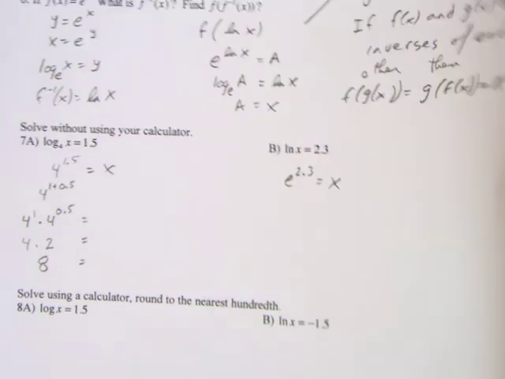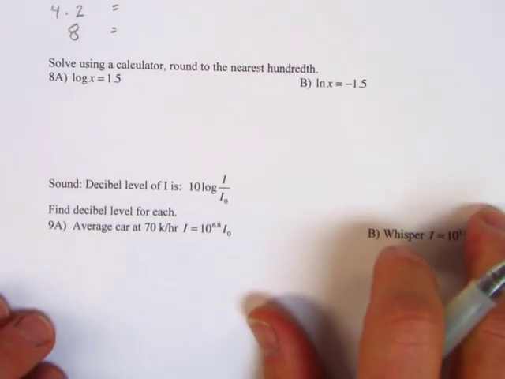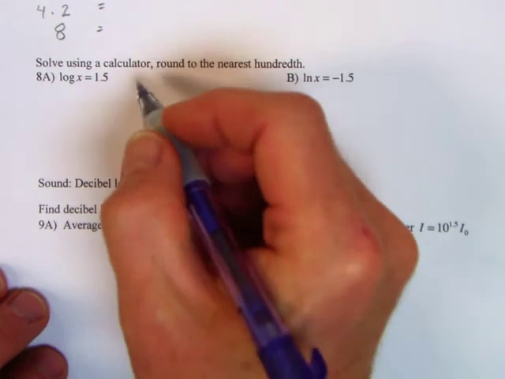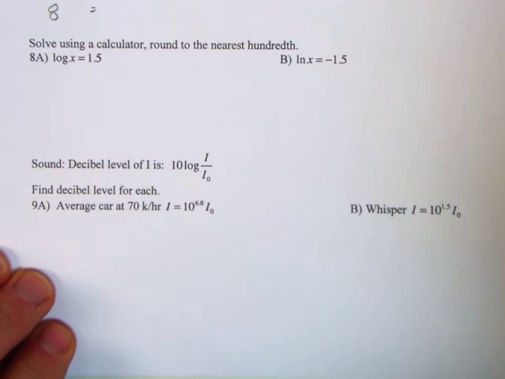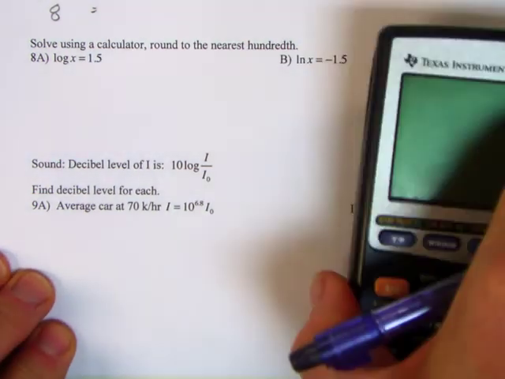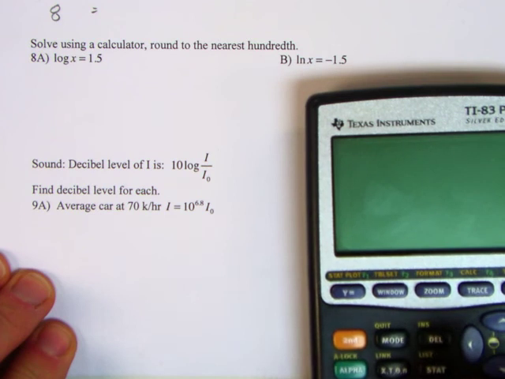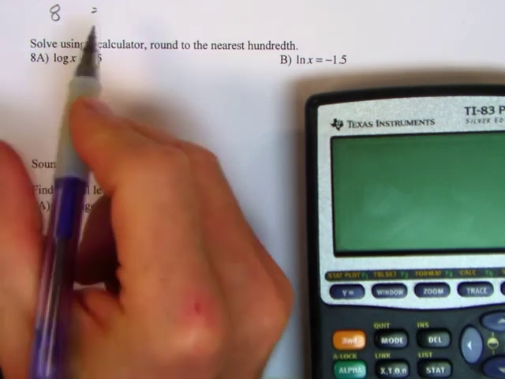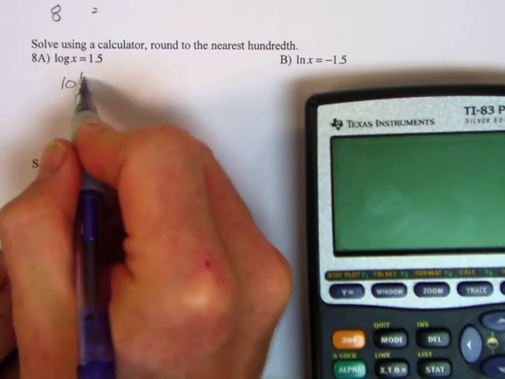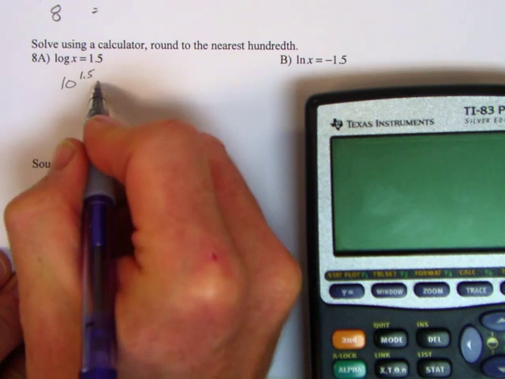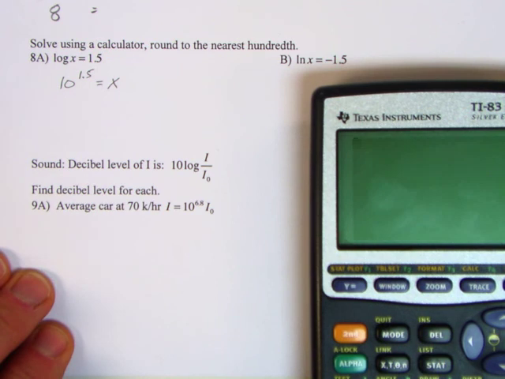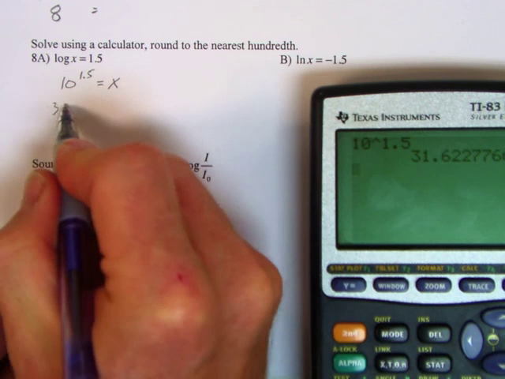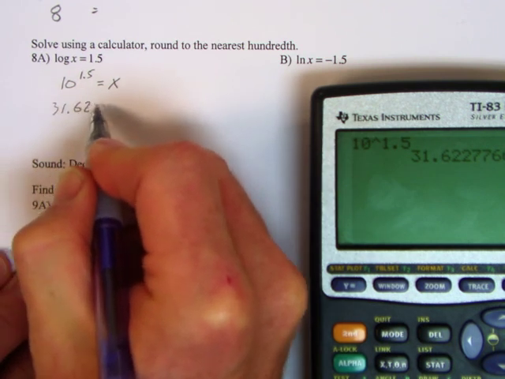All right, getting towards the end here. This time we're going to use the calculator. We have log. It doesn't say what the base is, so you have to know. Remember, that's a common log, so it's base 10. So it's 10 to the 1.5 equals x. So just turn on your calculator, 10 exponent 1.5, and that gives us 31.62 as our approximation.